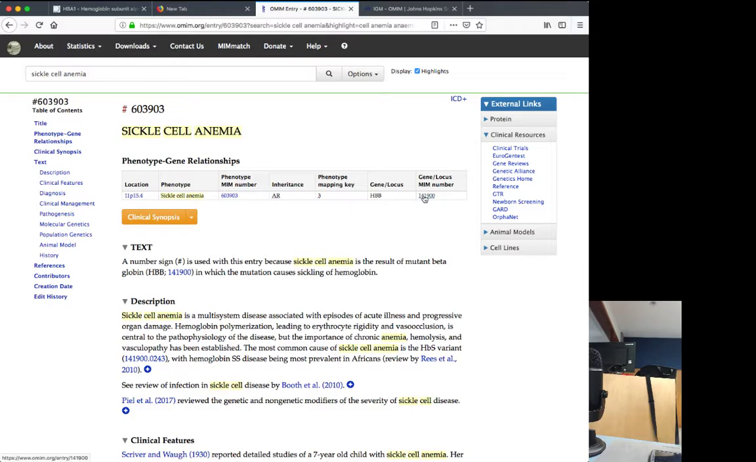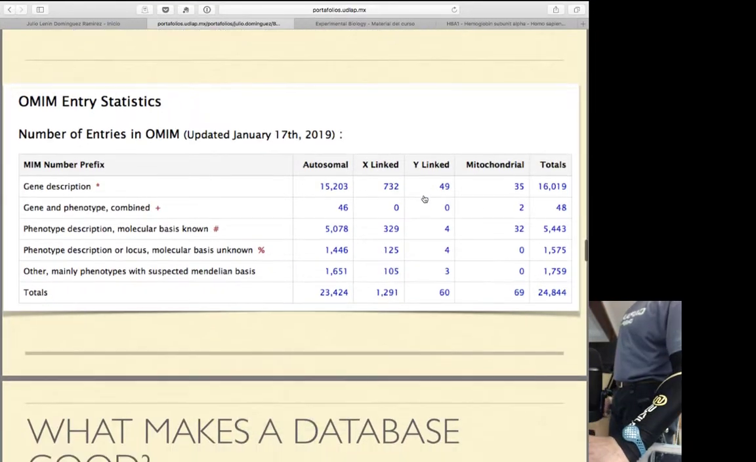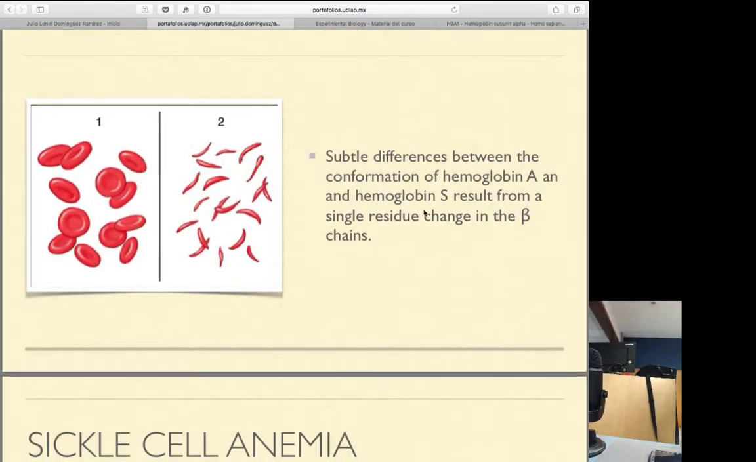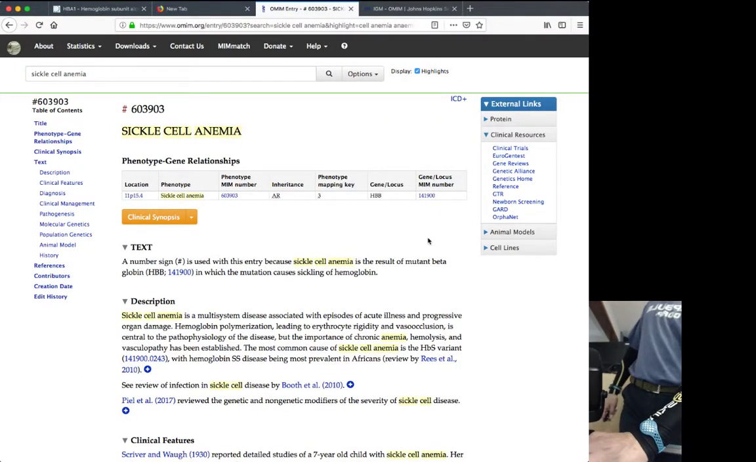The number sign is used with this entry because sickle cell anemia is the result of a mutant beta globin, this gene, in which the mutation causes sickling of hemoglobin. You know what sickling means in this context? That these are normal red blood cells, these are sickle cell anemia blood cells. As far as I know, nobody here has ever shown that in my experimental biology lab, and we have looked at many blood samples. So, where is it prevalent? And let's see if the text says that.